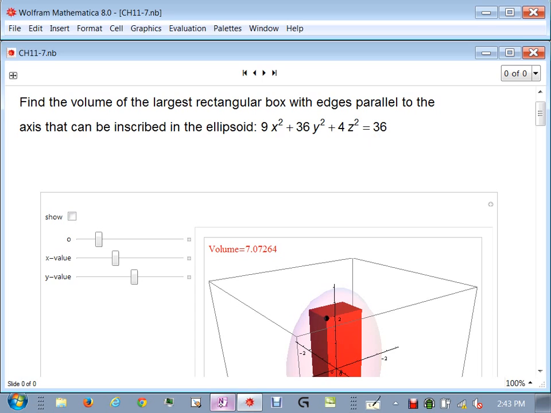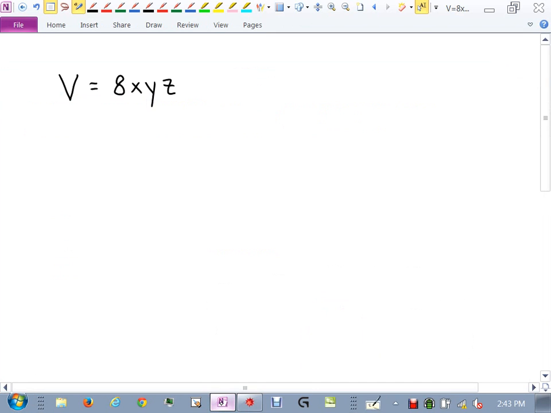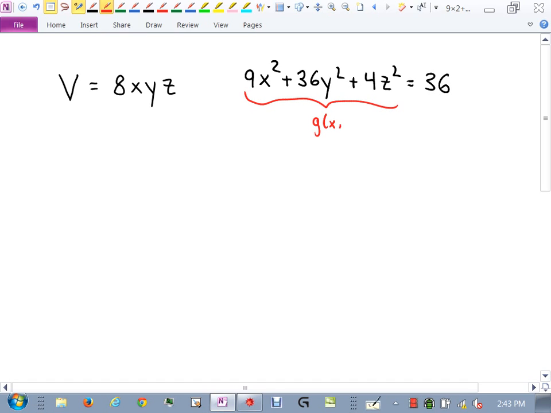Let me see if I can remember that when I write that down. x squared over 9 plus 36y squared plus 4z squared. What was it, 36? Okay. That was our constraint, right? That's our g of now x, y, z, three variables, equals k.